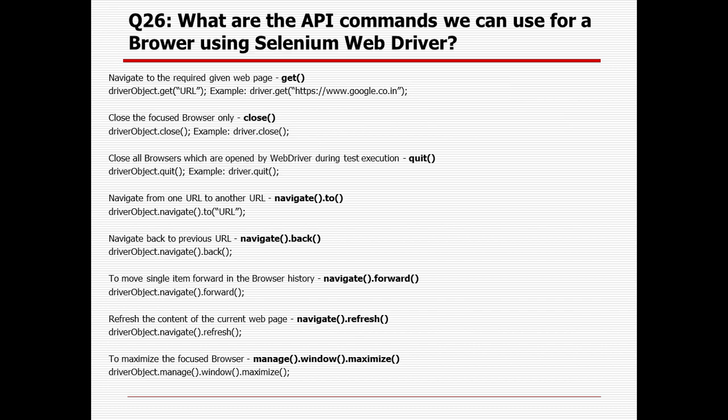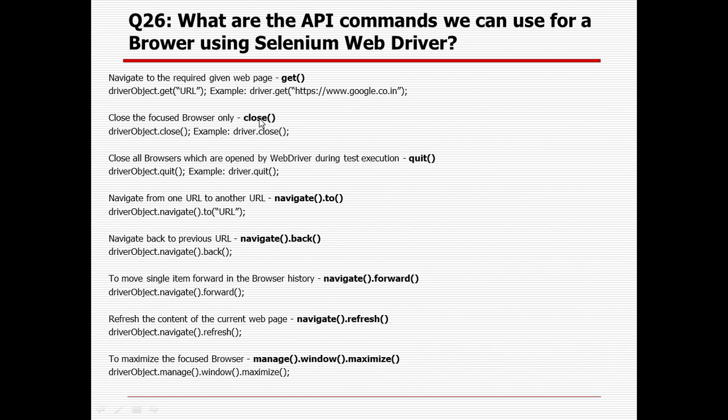What are the API commands we can use for a browser using Selenium WebDriver? There are a lot of commands. First one is get, right? Whenever we want to navigate to a particular web page, we need to use the get method available in the Selenium WebDriver. So you can see driver.get and we need to pass the URL so that that particular web page will open.